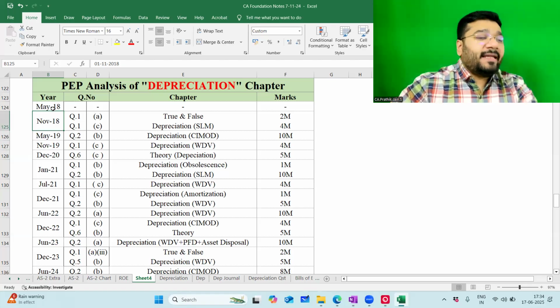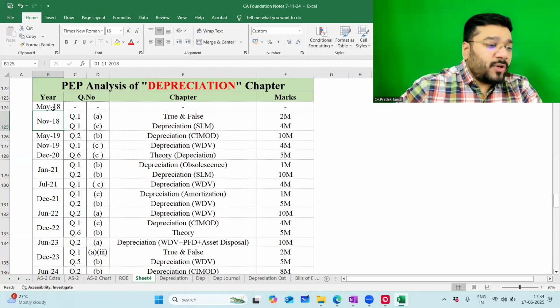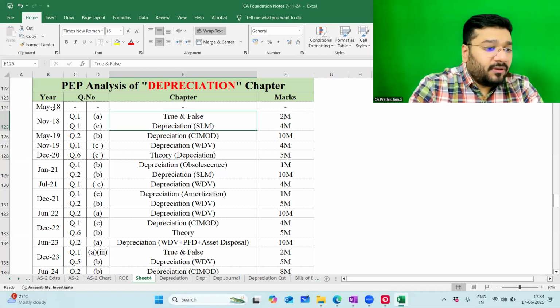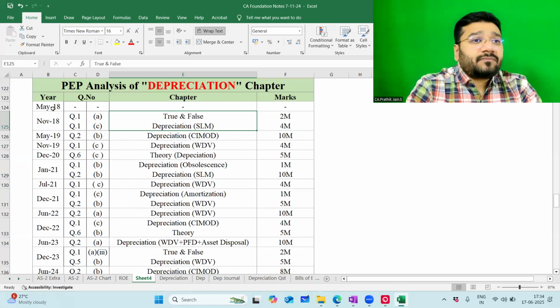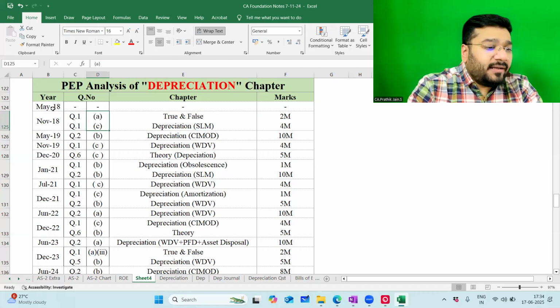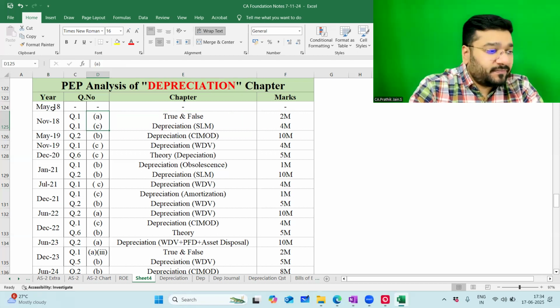In November 18, we had two questions coming in. Question 1A, all of you know question 1 is a compulsory question, true and false. How many questions? 6 questions, each carrying 2 marks, 12 marks in total. So you had one true and false question and one descriptive question for 4 marks, where they asked you to do journal entries or ledger, whatever it is, under the SLM method. Again, SLM is something which is very familiar to all of you. You have studied this in your 11th standard.